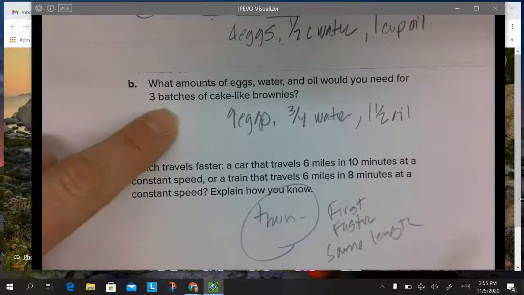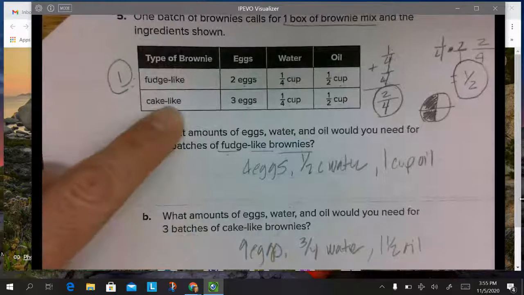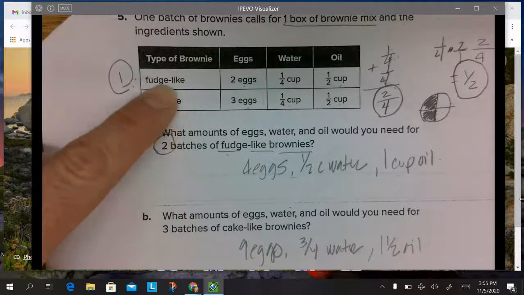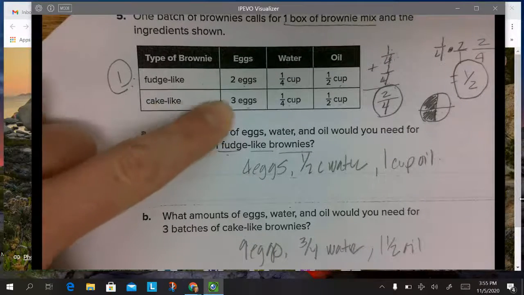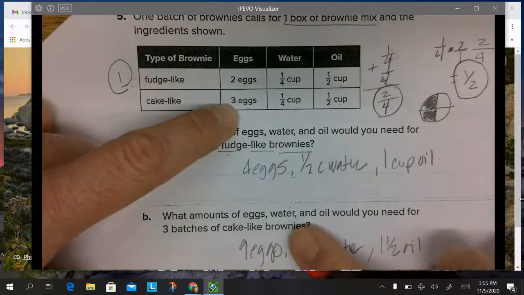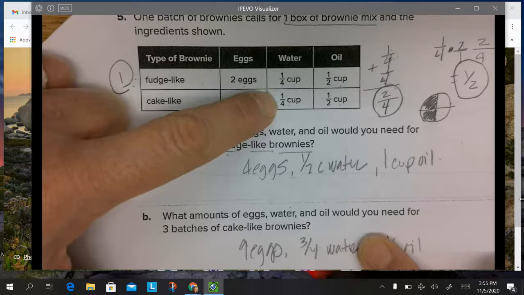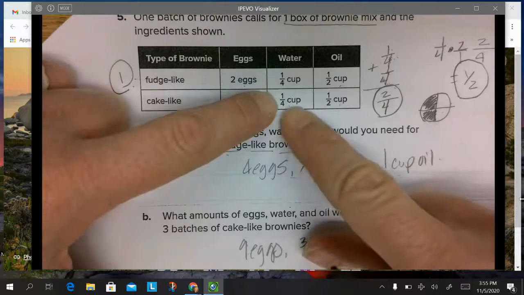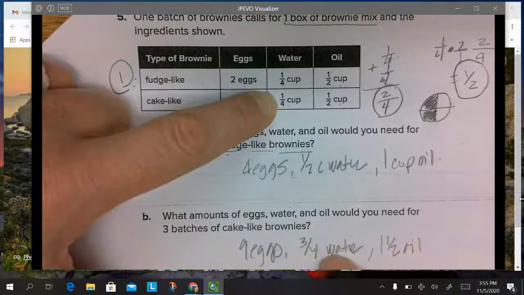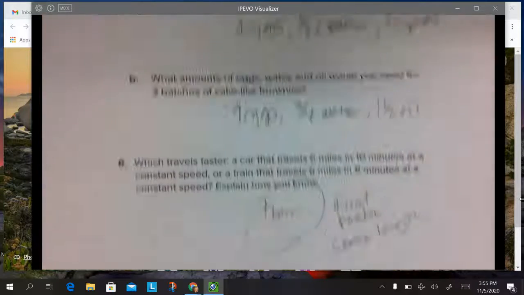All right. Here's B. What amounts of eggs, water, and oil would you need for 3 batches of cake-like brownies? All right. Here are your cake-like brownies. Not here. Here. Okay. 3 eggs. Well, now you have to triple it. So now you go to 9. Okay. 1/4. If you triple it, you get to 3/4. If you have 1/4, 2/4, 3/4, you have 3/4 water. And if you triple this, you get 1.5 cups of oil. You tripled it. All right.